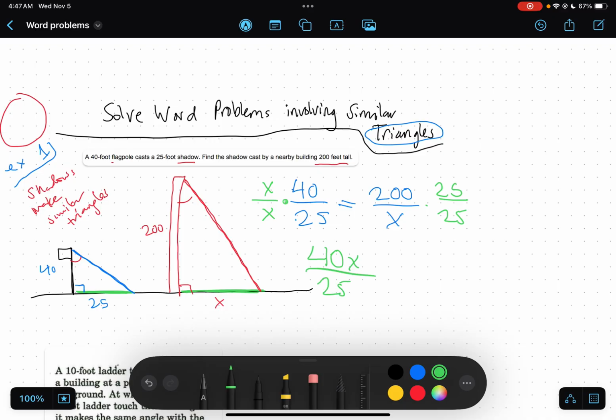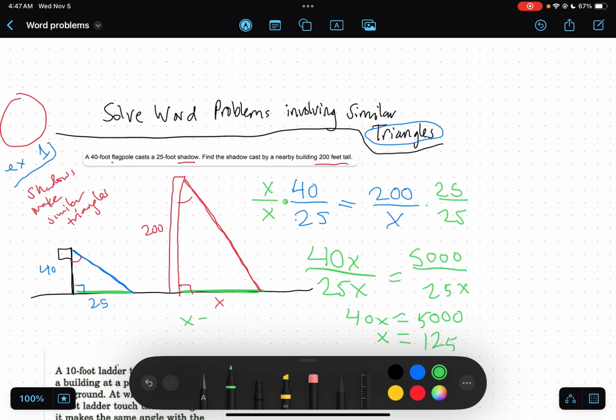So 40x over 25x equals 5,000. Let me make sure I'm doing this correctly. Is it 5,000 or 50,000? 25 times 200. 5,000, great. Over 25x. And so now I can just make my equation with my numerators. 40x equals 5,000. And so the height of the building's shadow will be 5,000 divided by 40. Great, so it's 125 feet long.